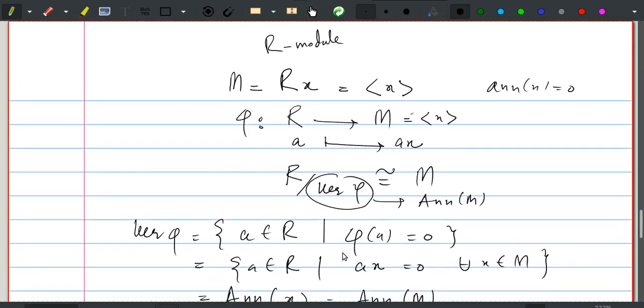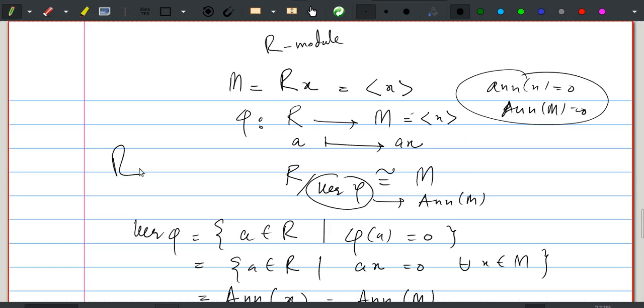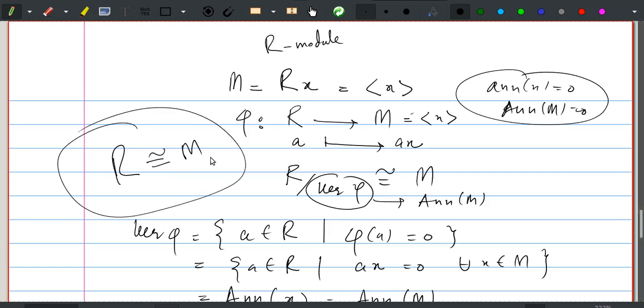Now if the annihilator of this x is 0, if the annihilator of M is 0, then in that case R is isomorphic to M. So for a cyclic R module M where the annihilator of its generator is just 0, then they are isomorphic.